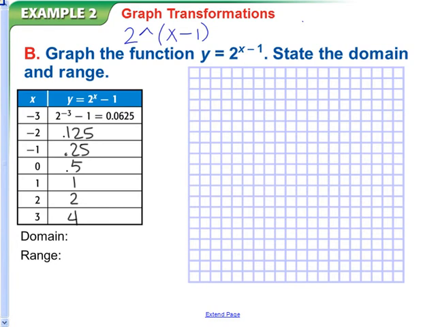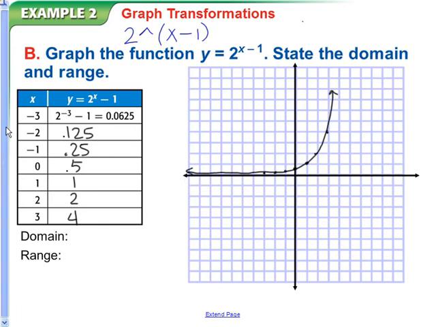And so there's our table. Now we're going to graph it. Draw your x and y axis, and we'll plot the points. At -3, it is very, very close to 0. At -2, still is pretty close to 0. At -1, it's up about a quarter. At 0, it's only up half. At 1, it's finally up 1 whole block. 2 is 2. 3 is 4. So this time our asymptote is again at 0. And if we connect them, it shoots up like that.